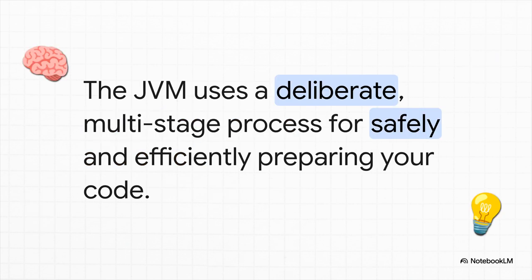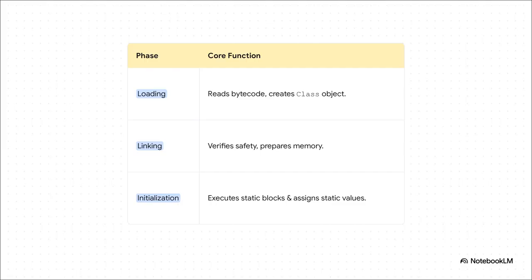So what this all really boils down to is that nothing in the JVM just happens by chance. It's not some magic black box. It's an incredibly well-structured system that's designed from the ground up for security, efficiency, and stability. So let's recap one last time. The loading phase gets the code in the door. The linking phase makes sure it's safe and gets its memory ready. And the initialization phase flips the power switch, running static code and assigning its final values. Loading, linking, initialization. That's the journey every single Java class takes.